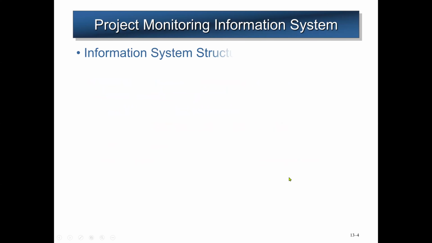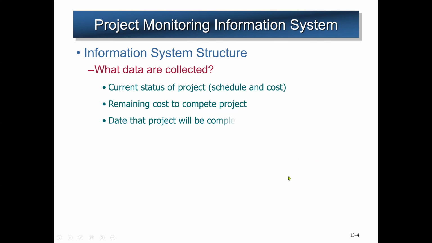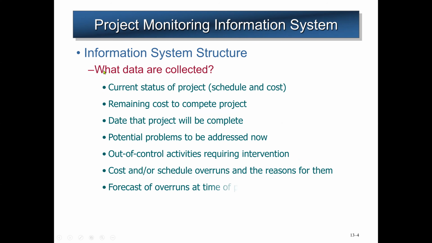So here we look at the information system structure. First, what data we need to collect or what data are collected. The current status of the project, for example, the schedule and the cost, very important. Also, the remaining costs to complete the project. And the date that the project will be complete.